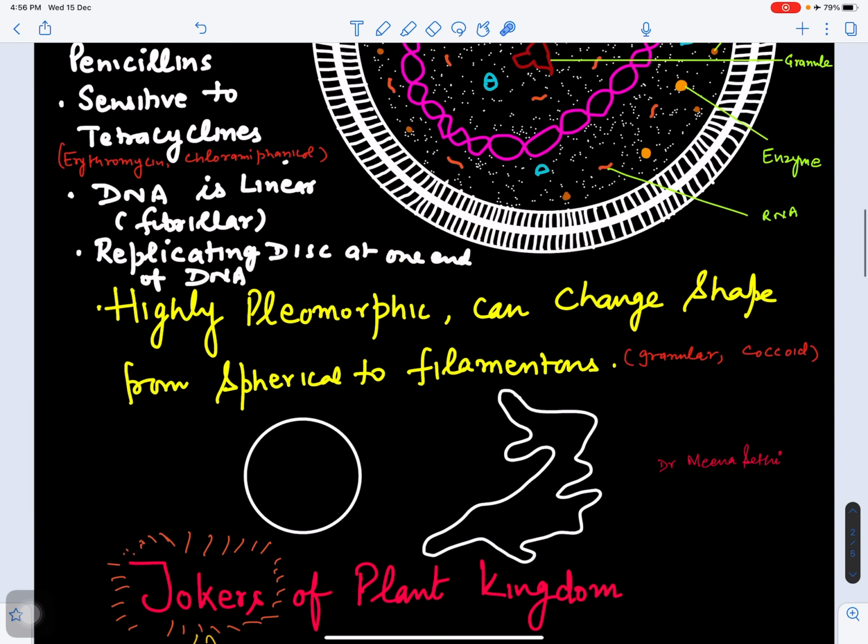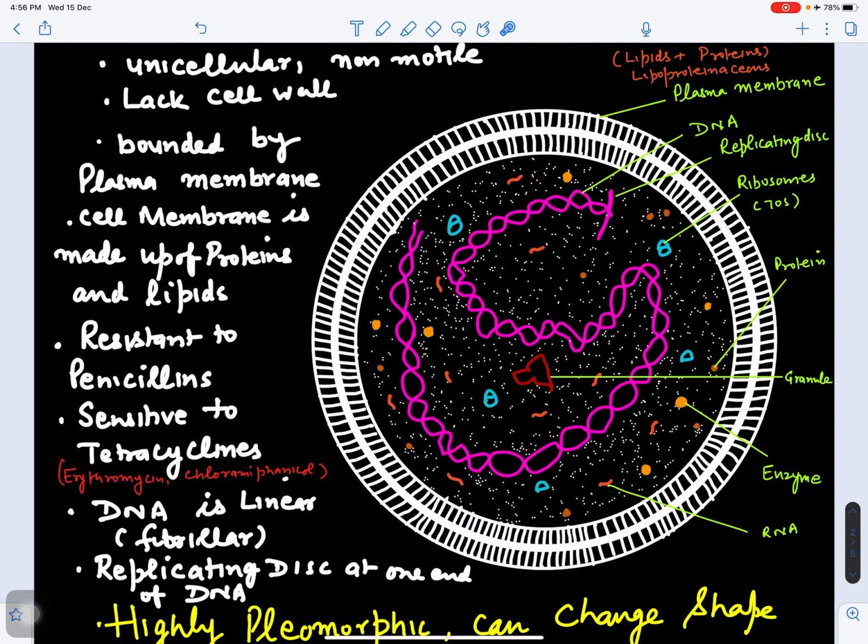As we have seen, mycoplasma are the smallest, simplest, free living microorganisms bounded by a plasma membrane. They don't have a cell wall, they don't have cell organelles, they have 70S ribosomes, and they have DNA and RNA as their genetic material. This is all about the characteristics of mycoplasma.